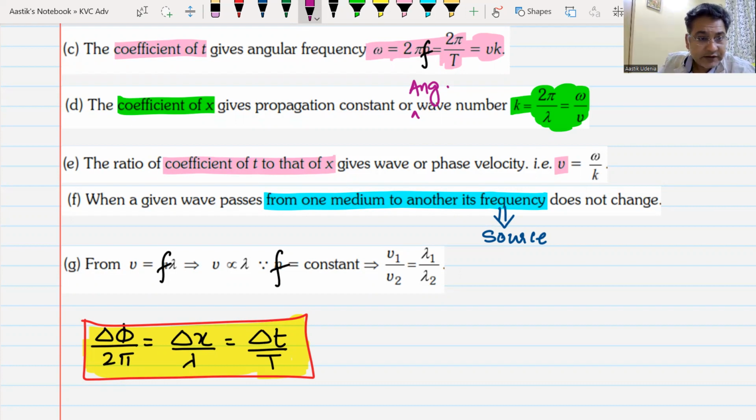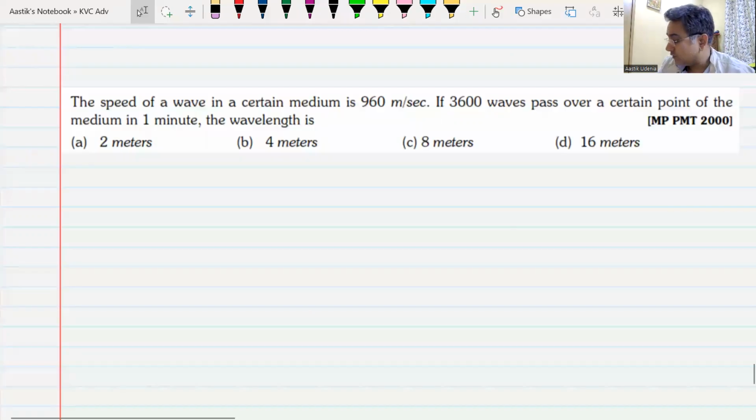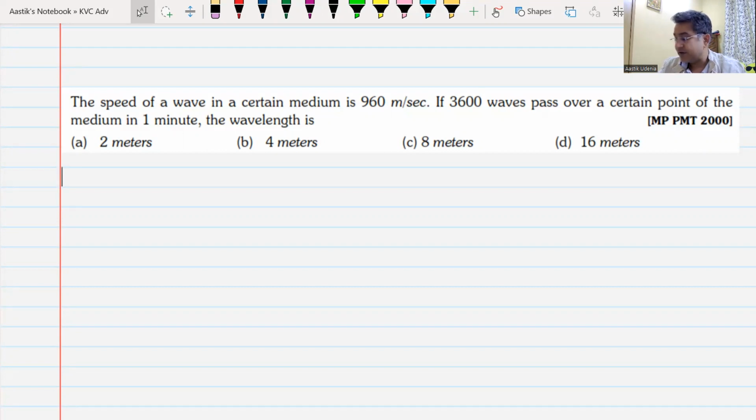Remember, we have still not covered one thing, which is known as your particle velocity and wave velocity. So we will come to that. Let us first solve simple questions, and let me start with this one. So this is the first question. The speed of a wave is given. 3600 waves pass a certain point of medium in 1 minute. What is the wavelength? You have 2 minutes to solve it.